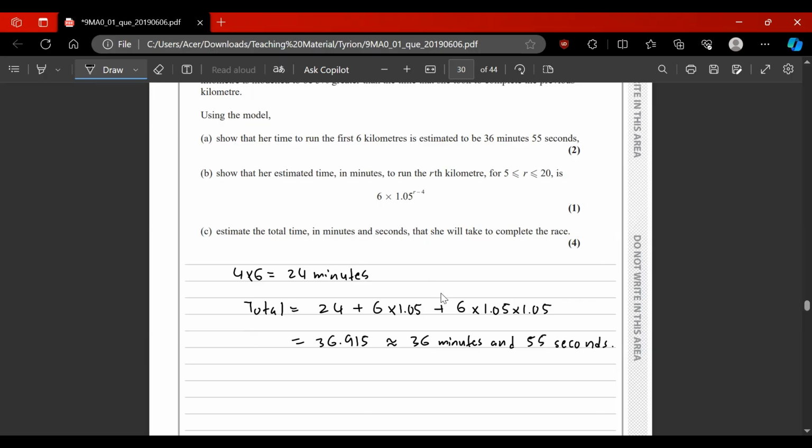So for this, you get 1 mark for getting the total correct here with the initial time taken as well as the subsequent runs. And then the final answer gives you the final mark.